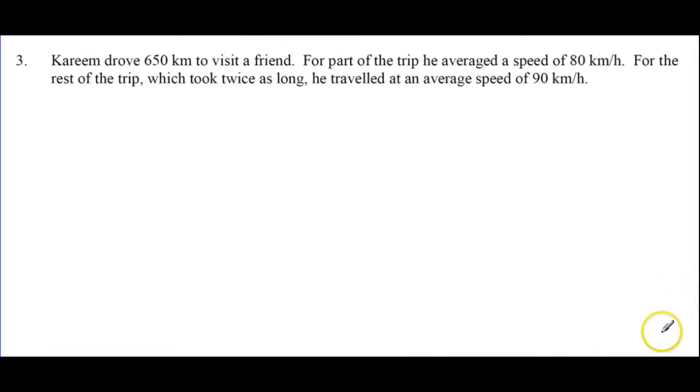Another one, another distance speed time, because you're going to see a lot of distance speed time. Kareem drove 650 kilometers to visit a friend. For part of the trip, he averaged a speed of 80 kilometers an hour. For the rest of the trip, which took twice as long, he traveled an average speed of 90 kilometers per hour. Okay, so again, distance speed time.